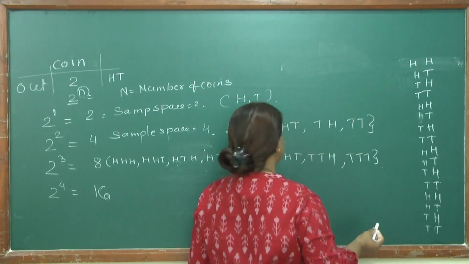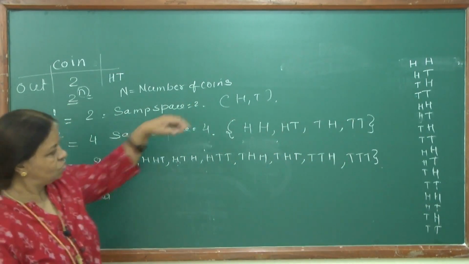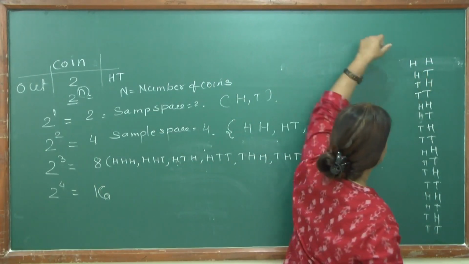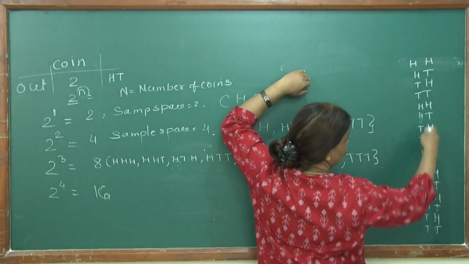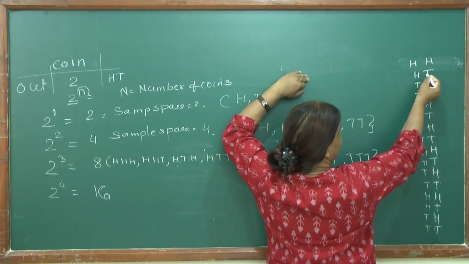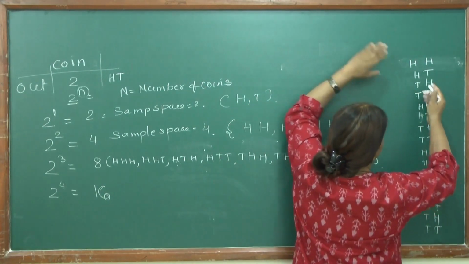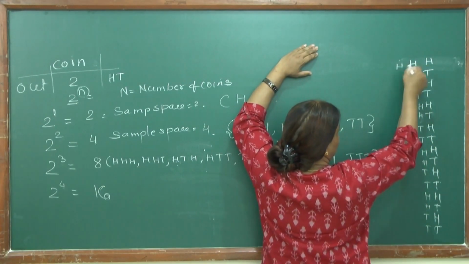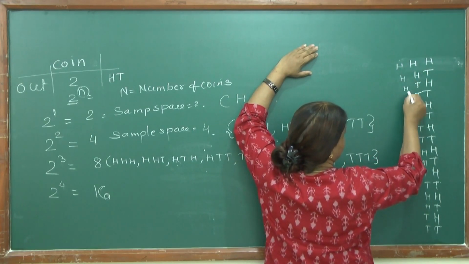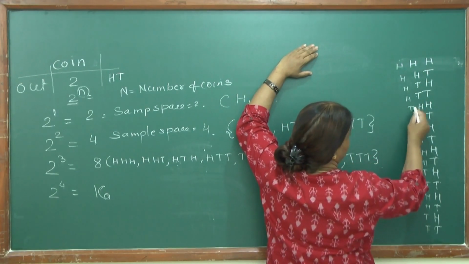Okay. But here 4 coins are there, na? So here we can see only 2 coins. Let us see. Now 2 4s are 8. 2 2s are 4, sorry, 2 2s are 4. So 4 time head, 4 time tail.